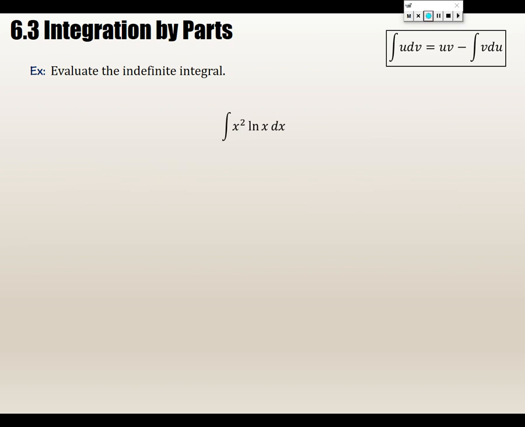Let's keep going. Let's try another one. Let's give people a chance to just work on it here. Tell your neighbor what you're going to use for your u before you get too far into this, because you'll be lost at sea.